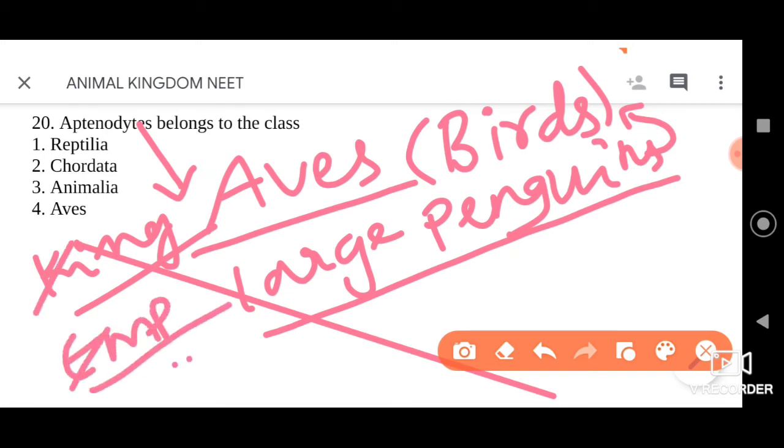So remember, these two bigger penguins, that is king and emperor penguins, are also included in Aptenodytes, but that is irrelevant. What is important is Aptenodytes are Aves, having penguins in them. So it is a genus having penguins. So please go for option 4, that is Aves.